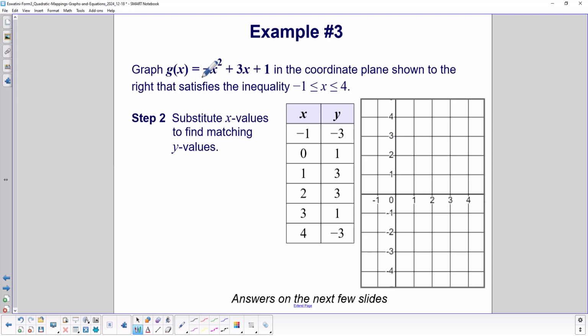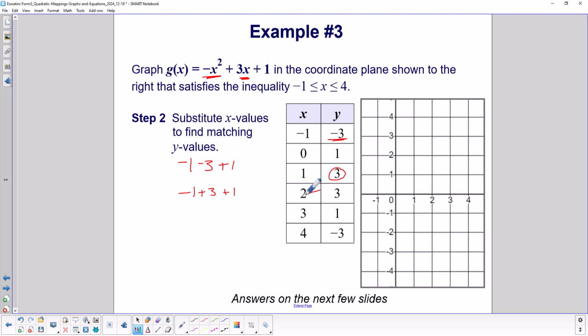Now we have to be careful with this first term here. We're going to start with -1. So -1 squared is +1, but this negative changes that to a -1. -3, right? Plus 3 times -1, plus 1, and what do we get? We get -3. Put in 0, that's easy. These two go out, and we're just left with 1. Now put number 1 in. So we have 1 squared, which is 1, but we have that negative again. Negative 1 plus 3 plus 1, and we get the value of 3.